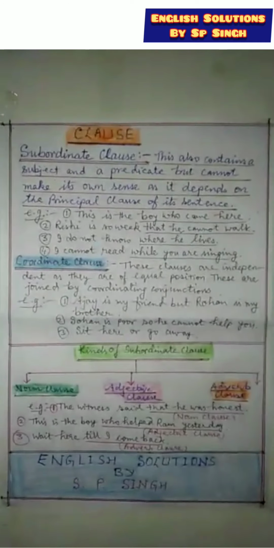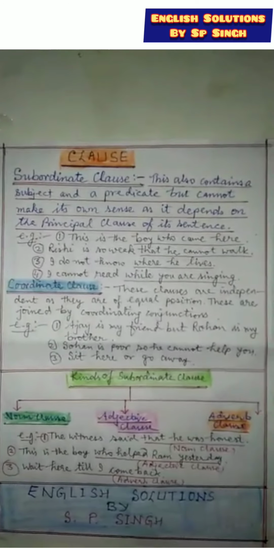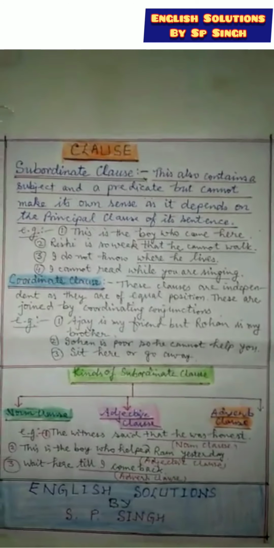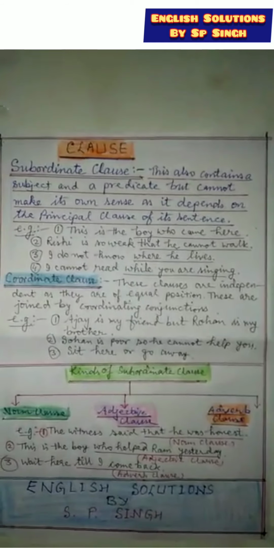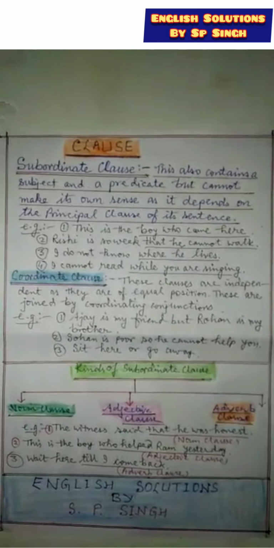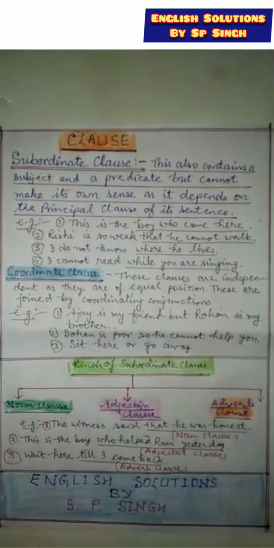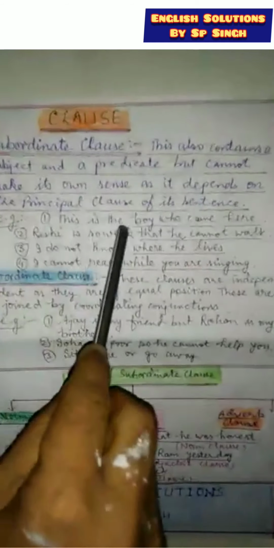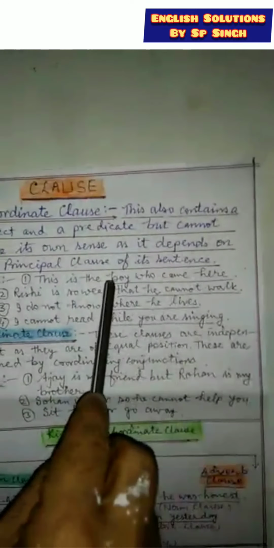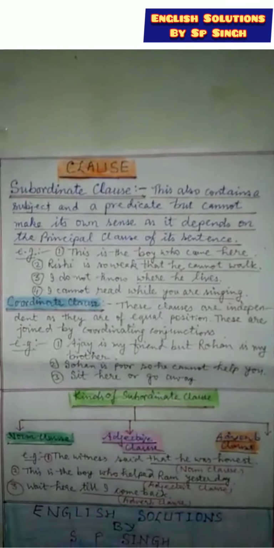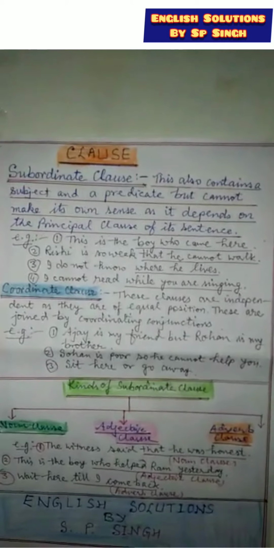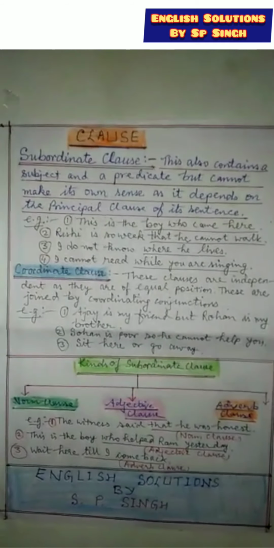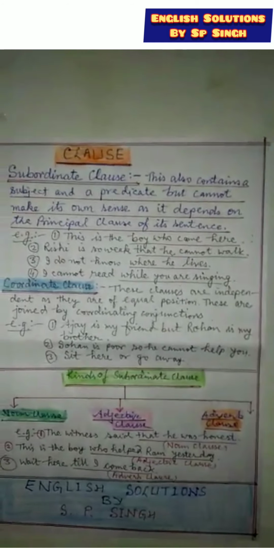Further discussing the subordinate clause, as the name suggests, it also contains a subject and a predicate, but it cannot convey its own sense as it is dependent on the principal clause of the sentence in which it is included. Examples: This is the boy who came here. The underlined part is the subordinate clause. Next is: Rishi is so weak that he cannot walk. Again, from that to walk is the subordinate clause.